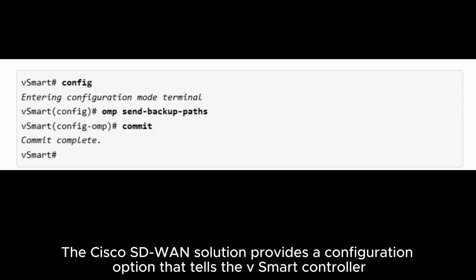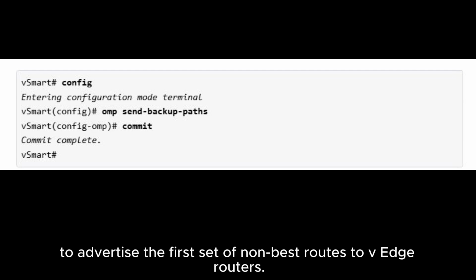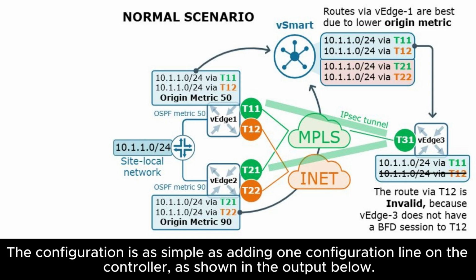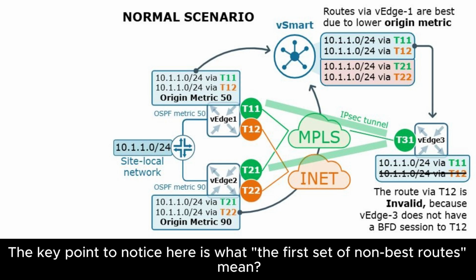The Cisco SD-WAN solution provides a configuration option that tells the vSmart controller to advertise the first set of non-best routes to vEdge routers. The configuration is as simple as adding one configuration line on the controller, as shown in the output below. The key point to notice here is what the first set of non-best routes means.